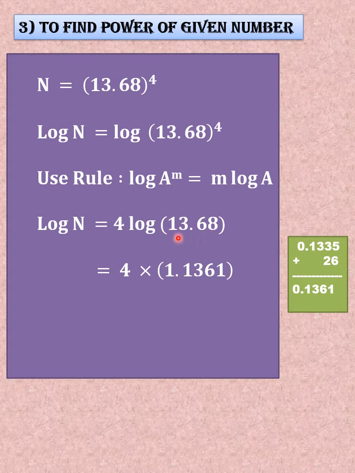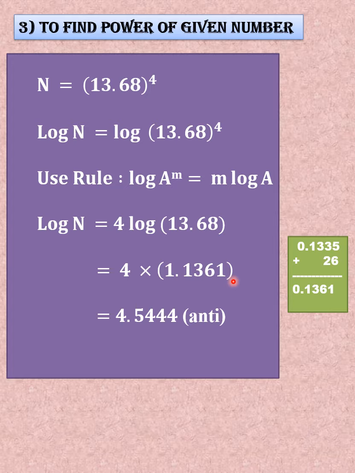So do you know how to calculate the characteristic? The characteristic of the number is 1. Then 13's row, 6 column and mean difference 8 have values like this. 13's row, 6 column has value 1335, and in the mean difference the value of the 8th column in the row of 13 is 26, so it becomes 0.1361. And so we write it like this.